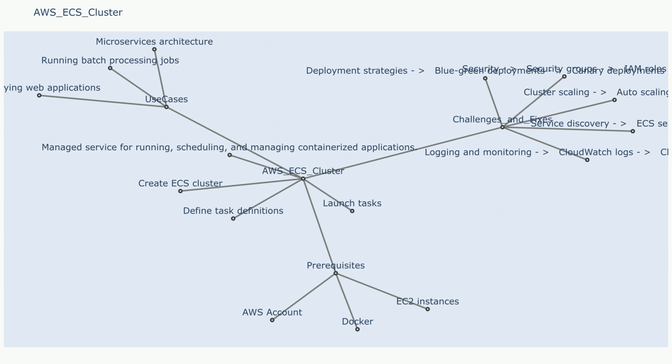Logging and monitoring: gathering logs and monitoring the health and performance of your containers. Fixes: use CloudWatch logs to collect and analyze logs from your ECS tasks and containers. Use CloudWatch metrics to monitor metrics like CPU utilization, memory usage, and network traffic. Integrate with third-party monitoring tools like Prometheus or Grafana for more advanced monitoring capabilities. Use the ECS agent to collect container logs and send them to CloudWatch logs.